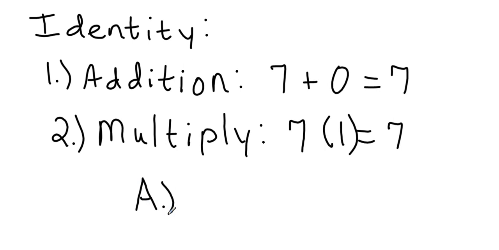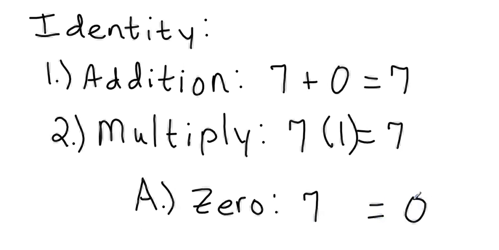Okay. So I have the multiplicative property of zeros, which simply means, what can I multiply my number by to make it 0? And as we discussed just a second ago, anything times 0 is 0. So that would be the multiplicative property of zeros.